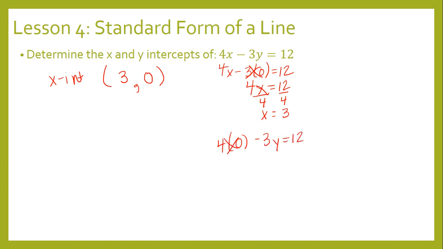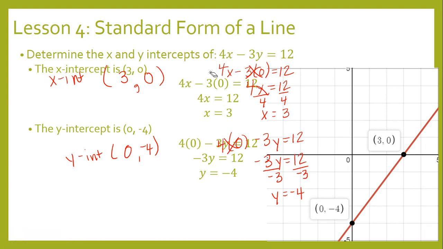So this cancels out, and I still have negative 3y equals 12, and I divide both sides by negative 3. So I have y equals negative 4. So my y-intercept is (0, negative 4). My y value is negative 4.